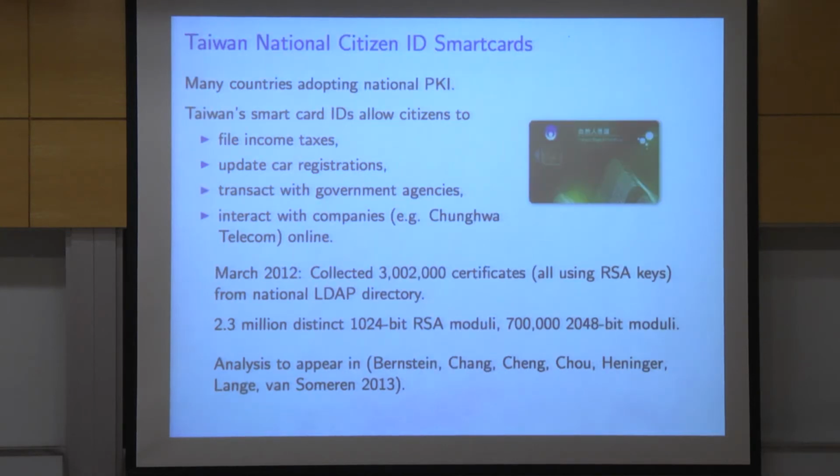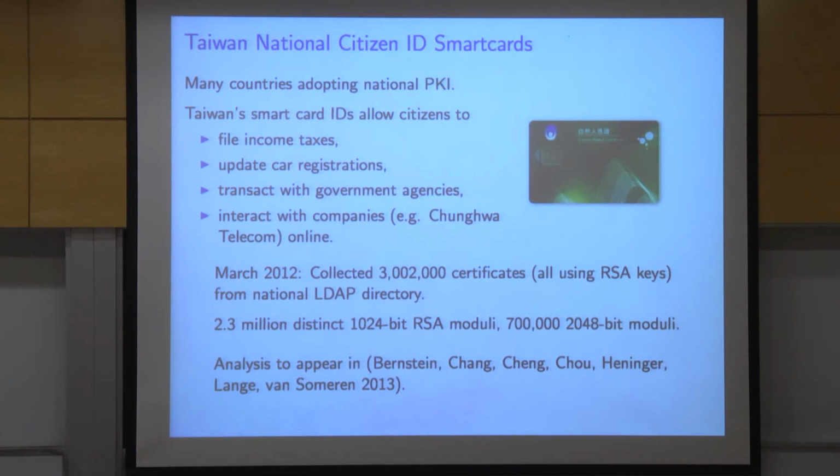The last example of a public key infrastructure that I'm going to talk about is some national ID smart cards. There are many countries that are introducing smart card IDs in order to have sort of a digital country. Taiwan is one of them. There are many other countries. I'm going to focus on Taiwan.